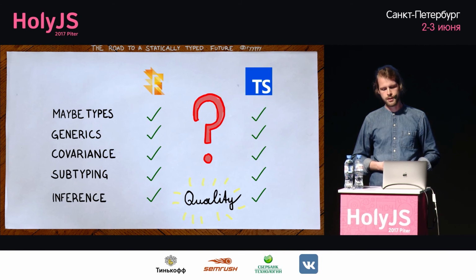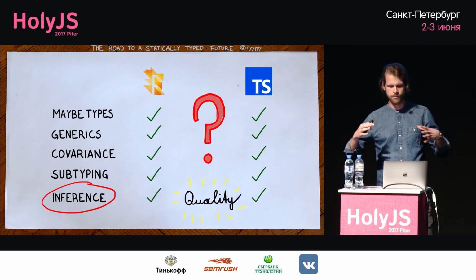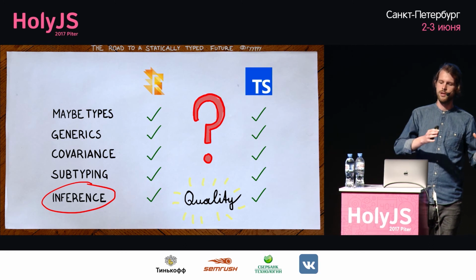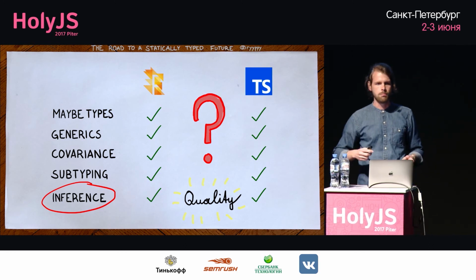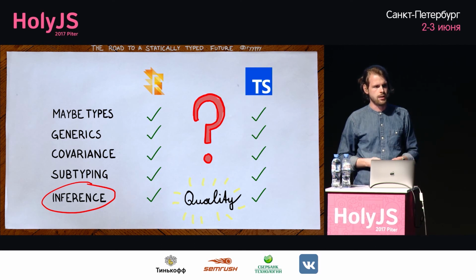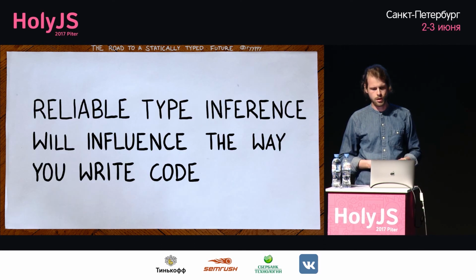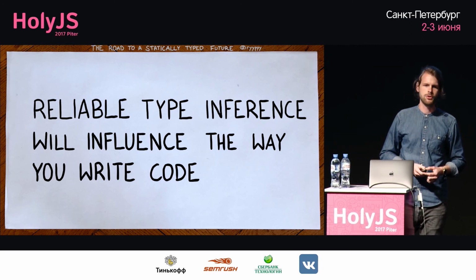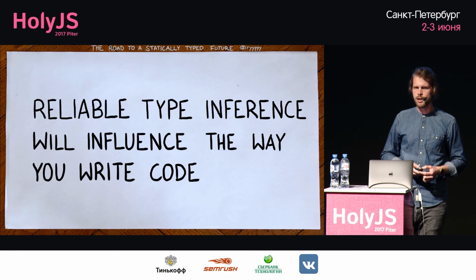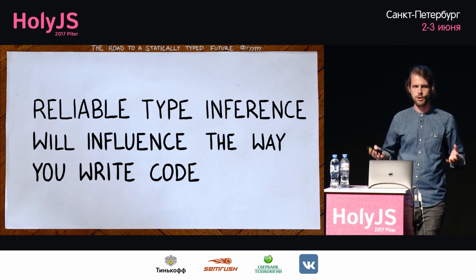And I think it's very obvious to see the quality of a type system if you look into the inference. So I will basically just talk about the inference part here. Reliable type inference will influence the way you write code. And maybe you have realized this if you have been working in Java or C#.